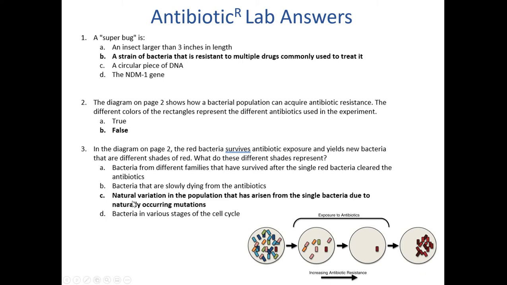Option C is the right answer: natural variation in the population has now arisen from this single bacteria due to naturally occurring mutations. That's what the diagram is trying to show, that over time, despite the fact that you had one survivor that produced more bacteria, these guys are going to be making subtle other mutations that could enable future traits to be selected for. And then D, bacteria in various stages of the cell cycle, is just kind of a random throw-out answer.